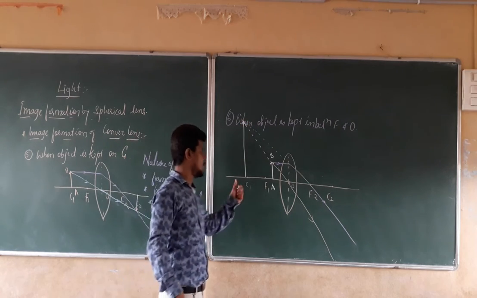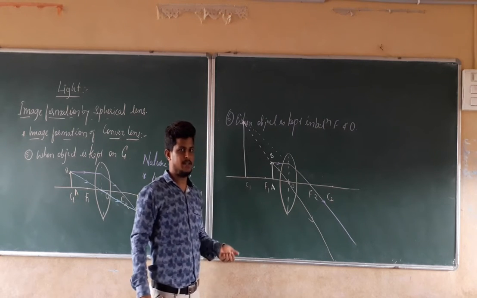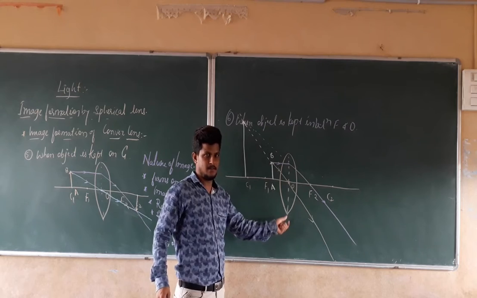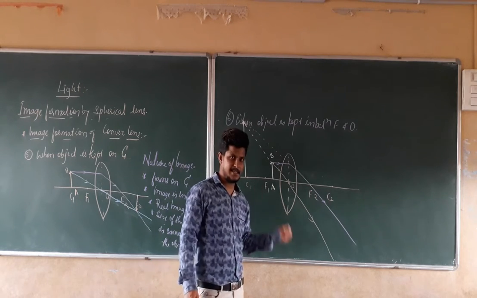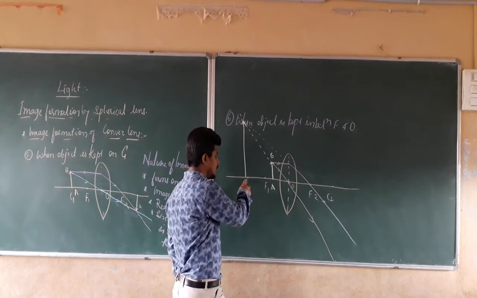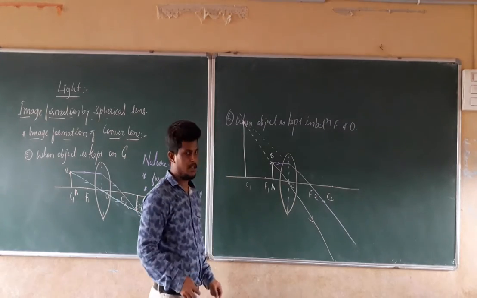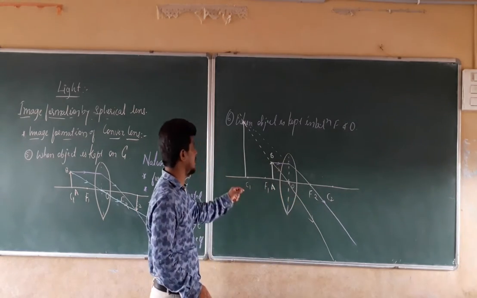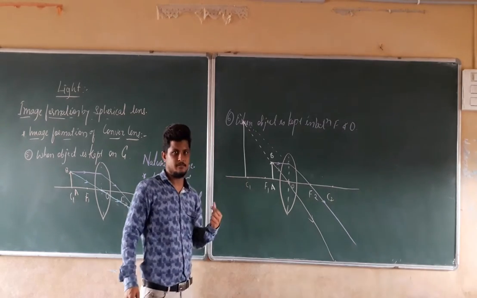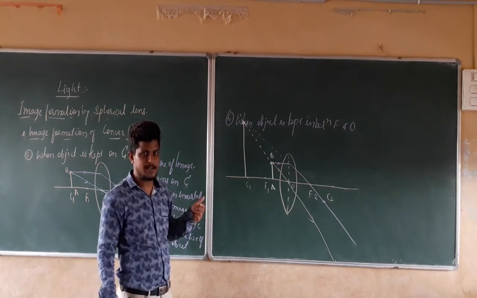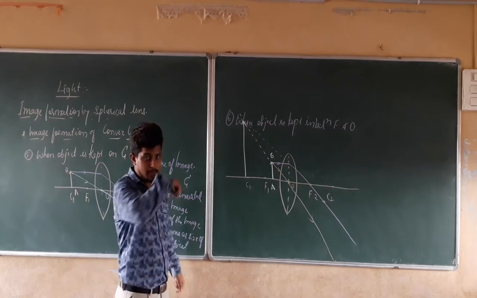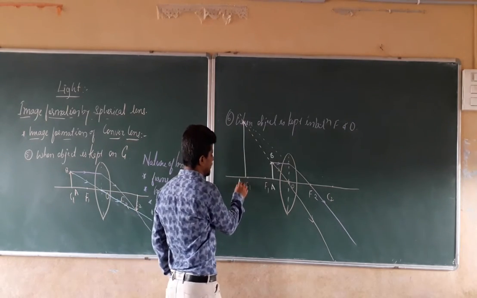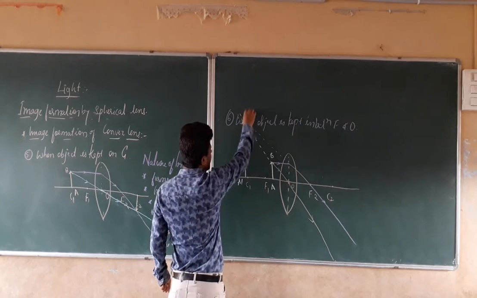Remember, it is not beyond C, it is in between C and F. It depends on the dimensions. If you take the dimensions correctly, it is going to form in between C and F only. Because the dimensions were not taken accurately, it is forming beyond C here. So remember to take correct dimensions. Right? The image is forming here, so the image can be named A dash, B dash.